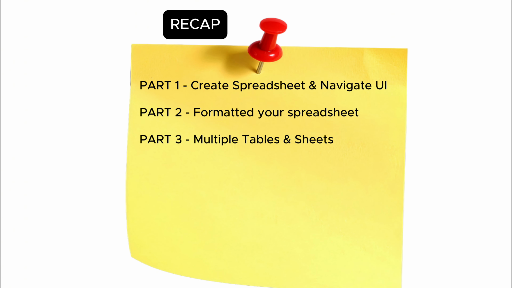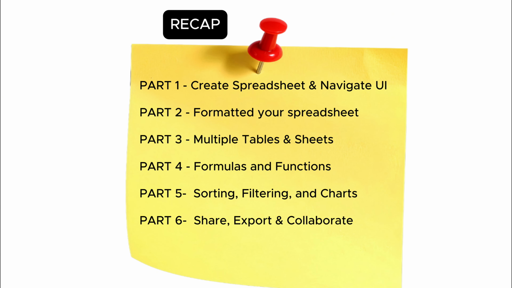Let's quickly recap what you've learned throughout this course. In Part 1, you created your first spreadsheet. In Part 2, you formatted your data. In Part 3, you worked with multiple tables and sheets. In Part 4, you learned formulas and functions like sum, average, min, max, and count. In Part 5, you sorted, filtered, and analyzed your data with charts. And today, you learned how to share, export, collaborate, and work more efficiently in Apple Numbers.